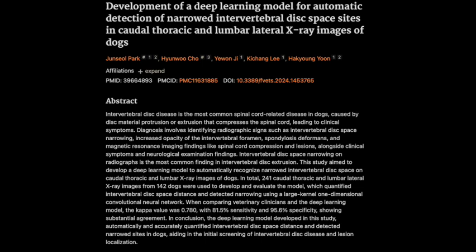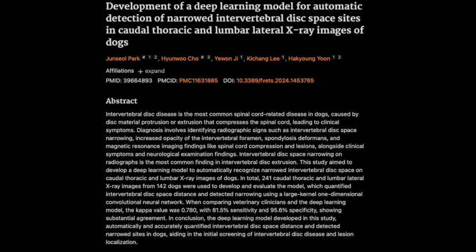The researchers have some really intriguing ideas. They propose integrating this model with other AI-powered tools that can automatically segment vertebral bodies and detect spondylosis deformans. Imagine a fully automated system for IVDD diagnosis. That sounds incredible. A more comprehensive and automated approach to IVDD could revolutionize the way we diagnose and manage this condition in dogs. The potential benefits are immense.